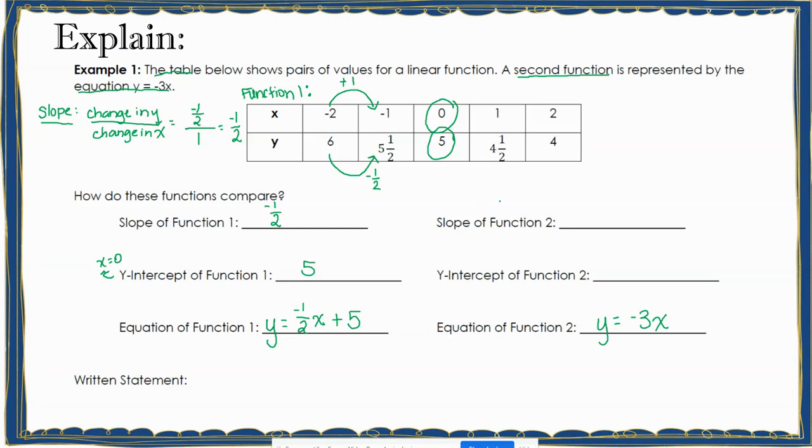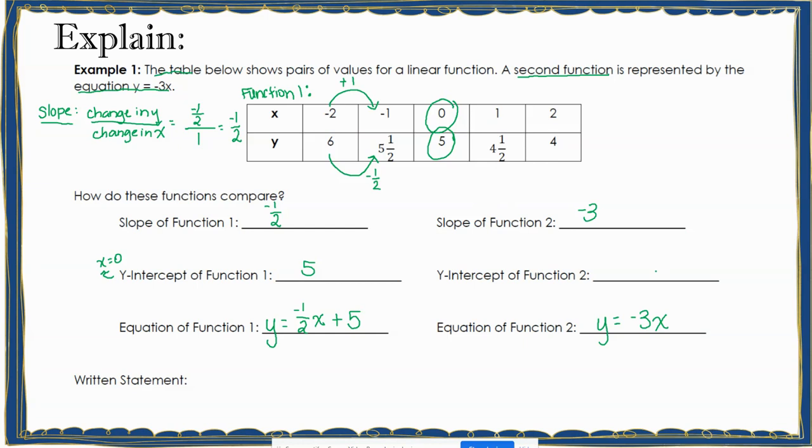Now, the only information that we had about our second function was our equation. So that was already given to us, and we can use that to figure out the rest of this. Well, the slope of function 2 is going to be the number that's the coefficient of x. So we see that x is being multiplied by negative 3, which means the slope of this function is negative 3.